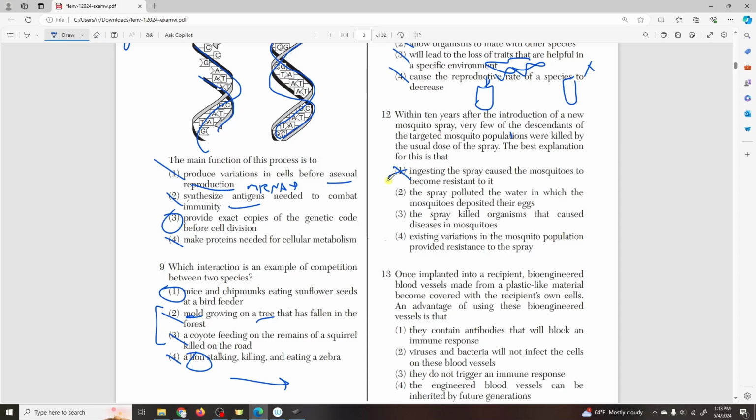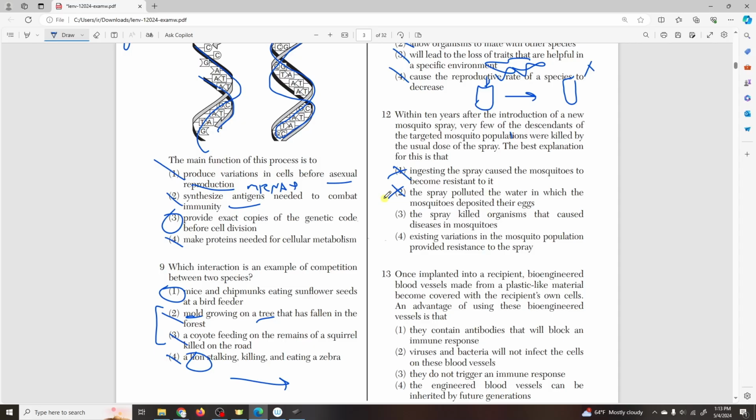This is false because this is a change that happened over 10 years. If spraying a mosquito with a spray made it more resistant to that, it wouldn't have taken 10 years for everything to be resistant. Right? Number 2 says the spray polluted the water in which the mosquito deposited their eggs. This doesn't mean that the mosquitoes are now resistant to it. This would do the opposite, right? Wouldn't that kill more mosquitoes if the poison got to their babies first?